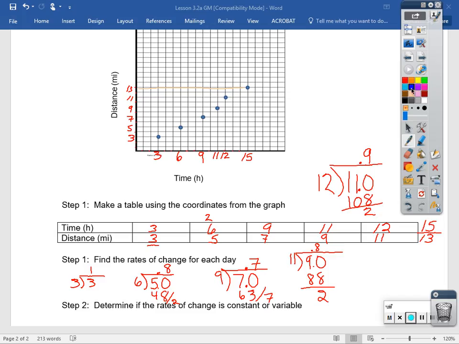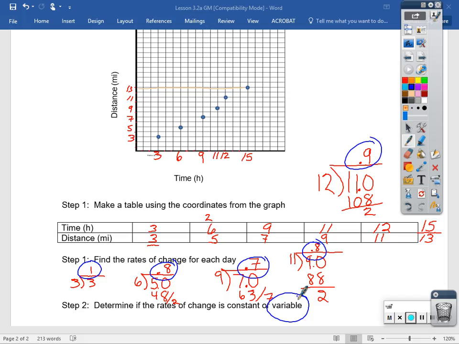So our answers here seem to be changing, which means that he is riding at a variable speed, which makes sense because if you're riding a bicycle, unless you're riding and it's totally flat, you're going to change speeds periodically. Awesome.